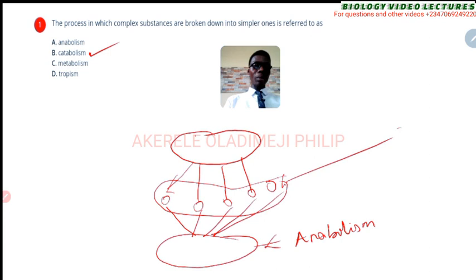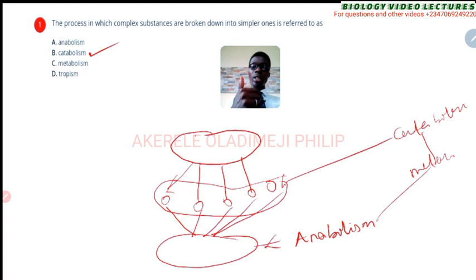Now catabolism plus anabolism forms what we call metabolism. So metabolism is you breaking down and building up, basically, or building up and breaking down. Anabolism means to build up from simpler substances or simpler molecules to form complex ones, and breaking down what was complex into simpler ones is catabolism. The two of them form metabolism.